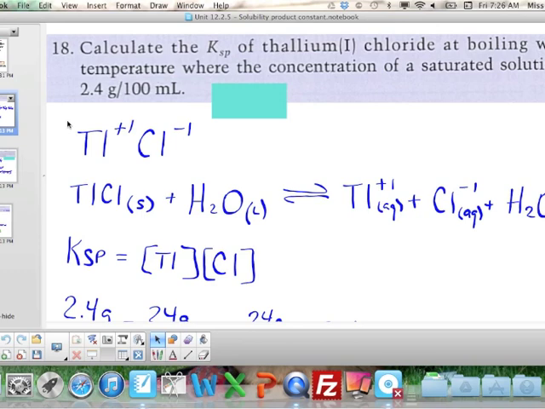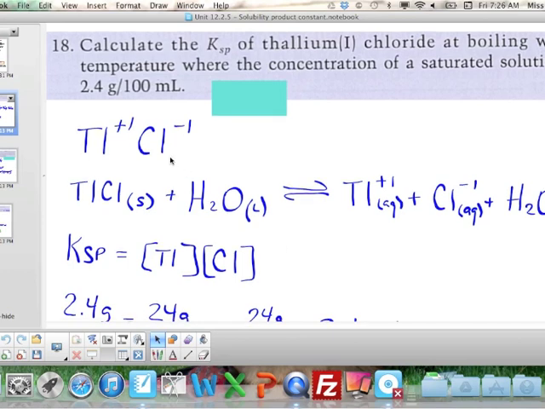It says, calculate the Ksp of thallium chloride at boiling water temperature, where the concentration of a saturated solution is 2.4 grams per 100 milliliters. So the first thing you need to do is to figure out what the dissolution reaction is. So I have TlCl solid. I put it in water. What do I get? I get Tl+ and Cl-. So the calculation of my Ksp would be [Tl+]^1 times [Cl-]^1.